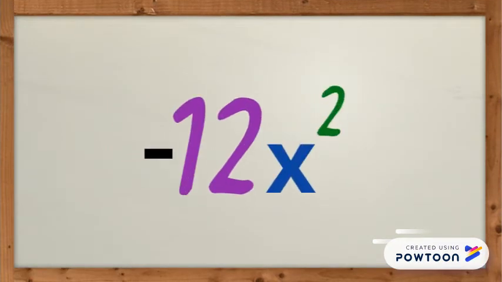In the example negative 12x squared, there are 5 key components: 12, the coefficient, x, the variable, 2, the exponent, the negative sign, and an invisible denominator of 1.